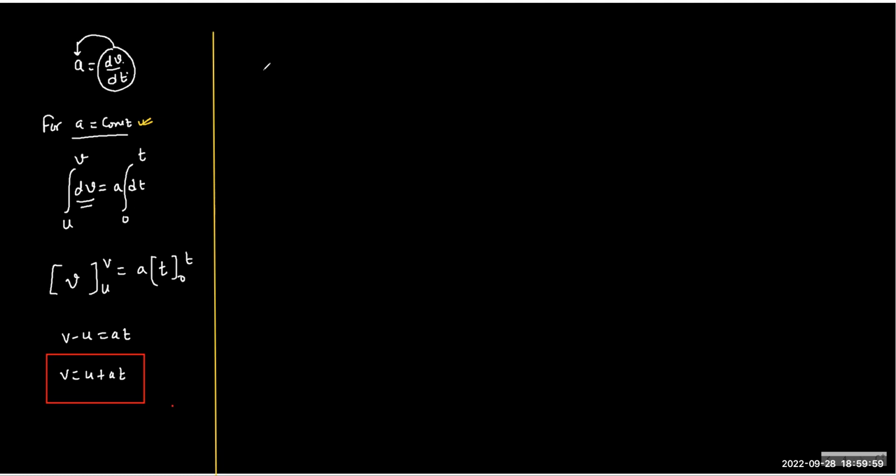So fine, we got V equals U plus AT. Can we get something else? V is defined as ds by dt, if you remember. Yes or no? And we know that V is given to us as a time function. So can we write ds by dt equals to V? Just a moment.